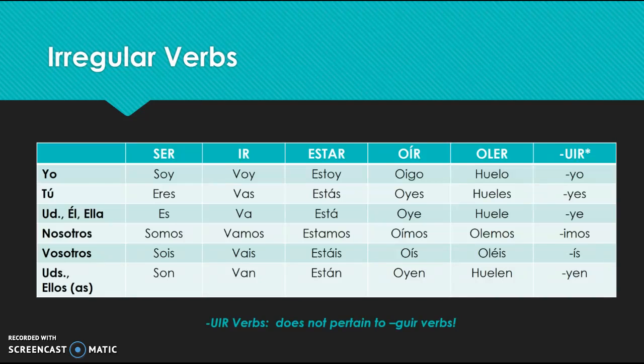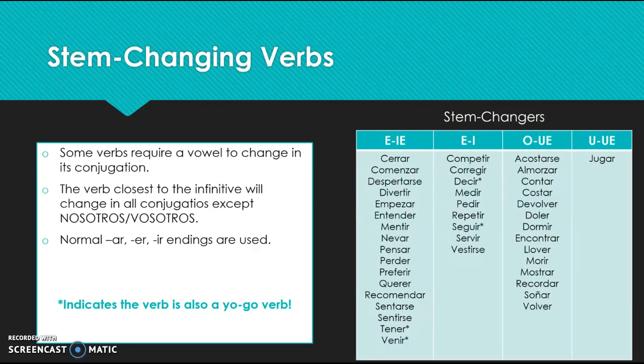The last type of irregular verb we have only occurs in the boot, or in all conjugations except for nosotros, vosotros, and these are stem changing verbs. There's no way to identify a stem changing verb without simply memorizing them as a stem changer, and further memorizing them as to what category they fall into. Do they change E to IE, E to I, O to UE, or are one verb that changes U to UE? So we need to memorize which verbs fall into this category.